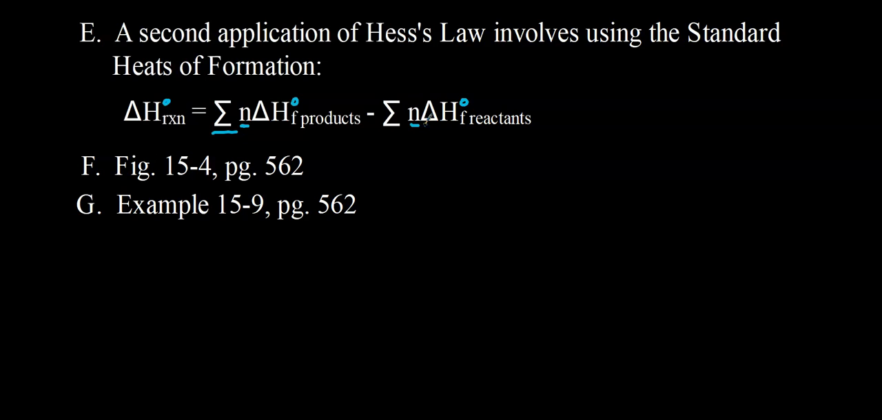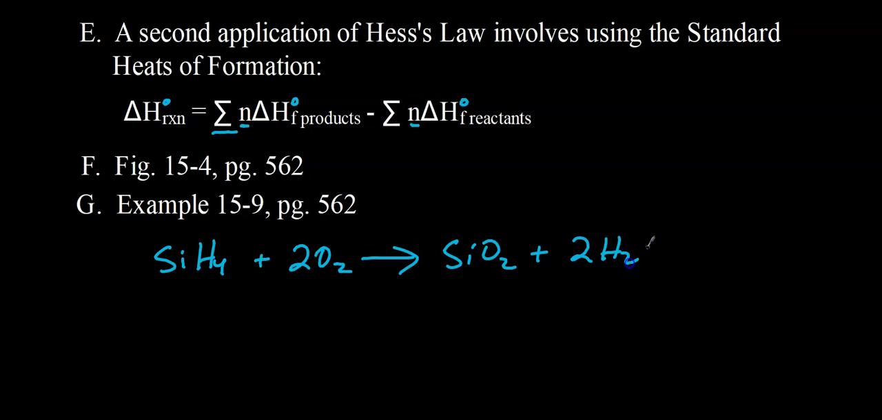So let me write this out and walk you through it a bit this time. You have SiH4, silane, and oxygen, and silicon dioxide is produced along with water. All right, so we need to do products first, products minus reactants. So we take the heat of formation of SiO2, which happens to be negative 910.9 kilojoules per 1 mole. We're going to add that to the heat of formation of water.